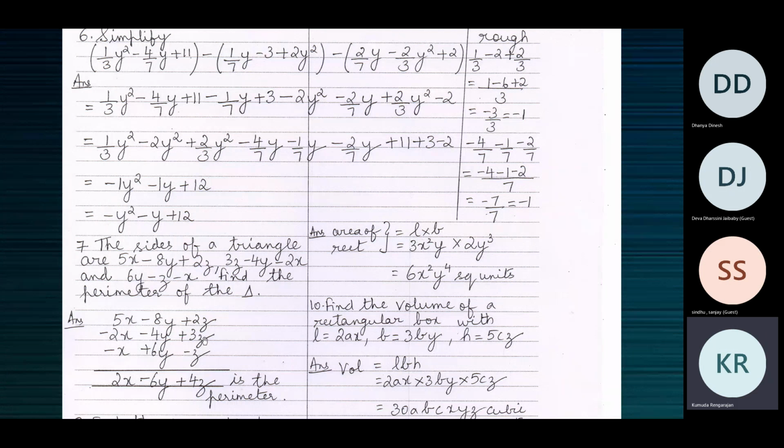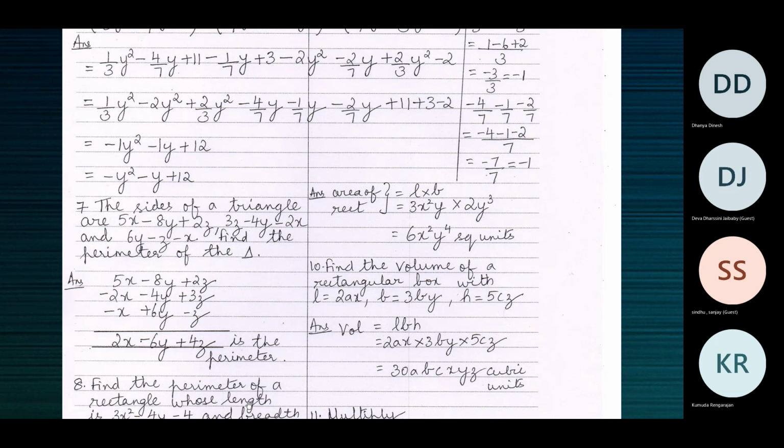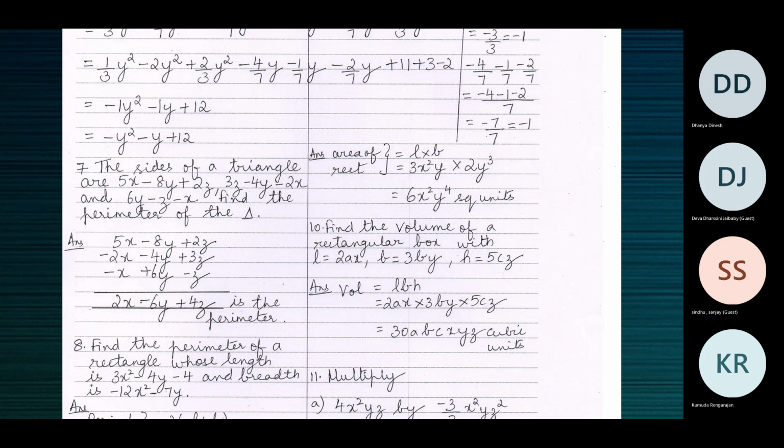Similarly, z comes down as it is. Plus 2 plus 3 is plus 5. Minus z means minus 1. 2 plus 3 is 5, 5 minus 1 is 4. We have to simplify plus 2 plus 3 minus 1, which is plus 4z. The next one. Tell me the answer for the 8th one quickly.